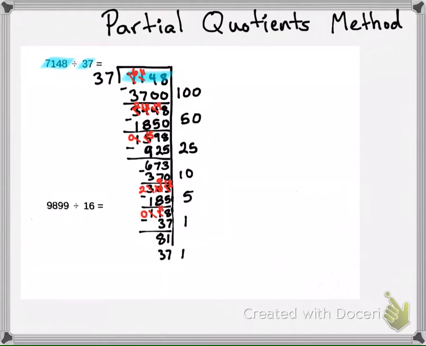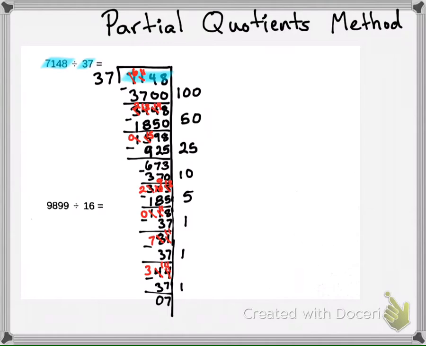So now I'm going to have this right here, and I'm going to say 81 minus 37. I'm going to have to regroup. So now I have 11. 11 minus 7 is 4, and 7 minus 3 is 4. I can still fit one more 37 in there, so I'm going to do one more right here to the side. So when I subtract one more time, if I regroup correctly, I'm going to end up with 7 and 0.